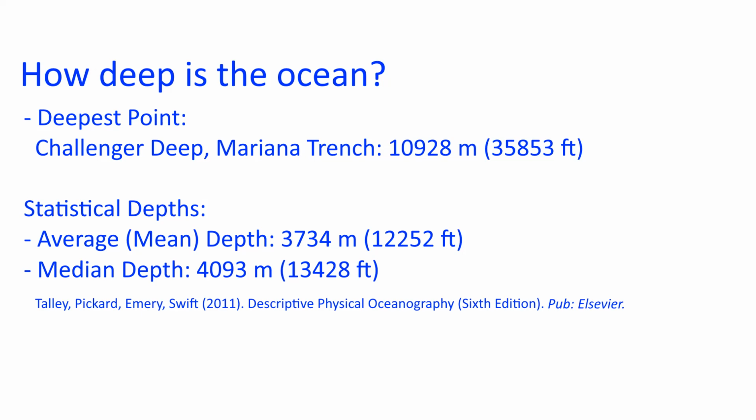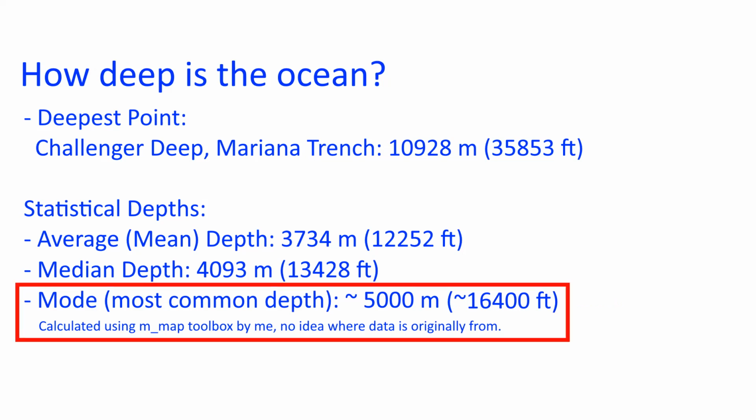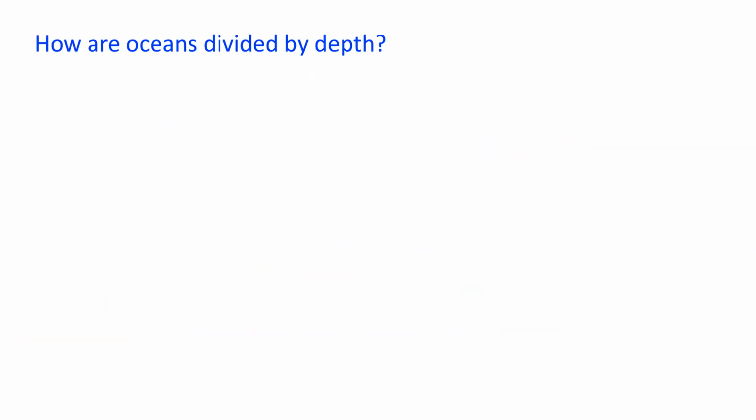However, this is biased more towards coastal environments, which have very shallow depths compared to the deep ocean. If instead you look at the mode, that is the most common depth in the ocean, then that's around 5 kilometers. And I think that this is the right answer, and I'm going to be talking a bit more about that in this video. Now, how are the oceans divided by depth?